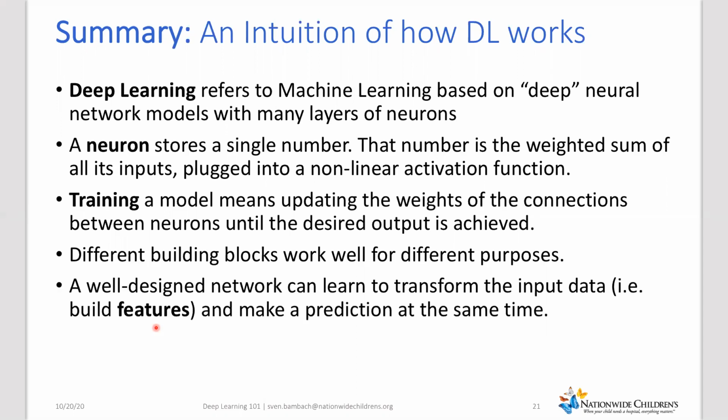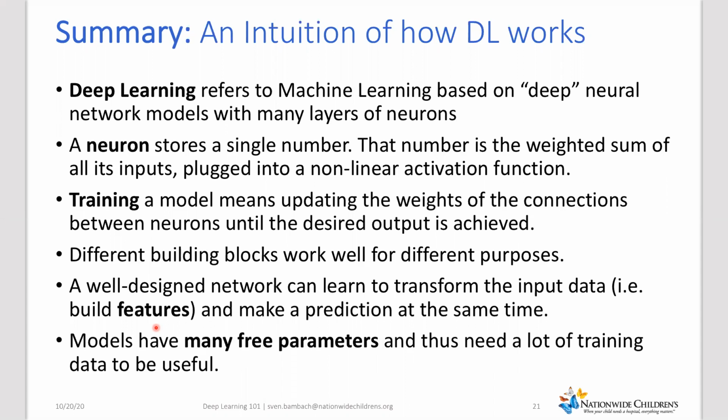And a well-designed network, and that's important, can learn to transform the input data, i.e. build features, and make predictions at the same time. However, because models have so many free parameters, they need a lot of training data, usually in the order of millions of samples, in order to be really useful and really powerful.